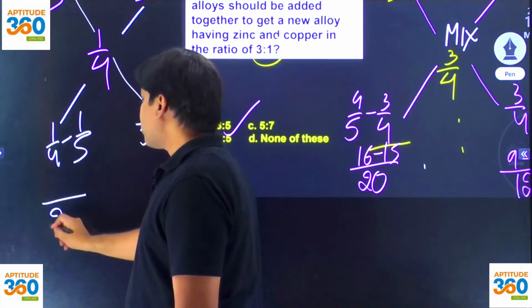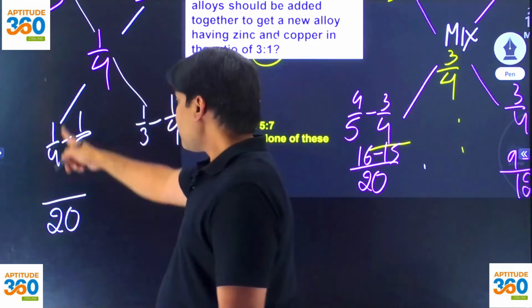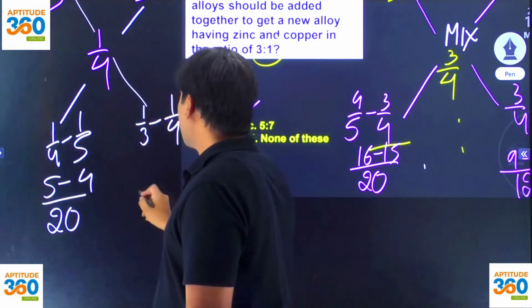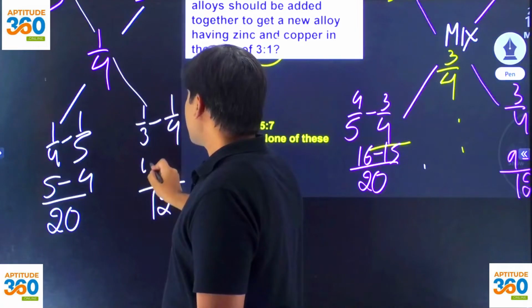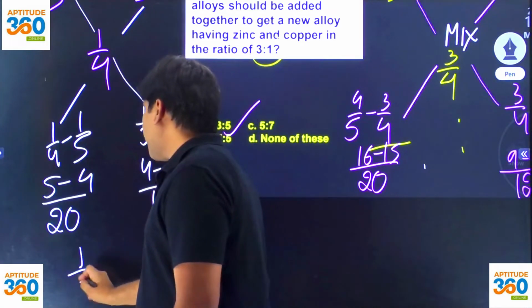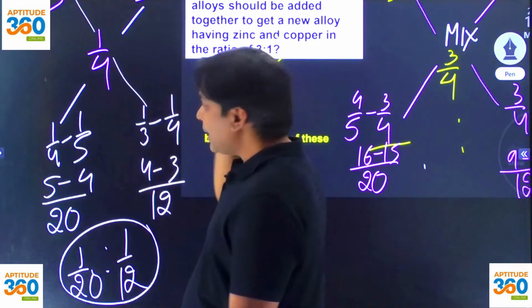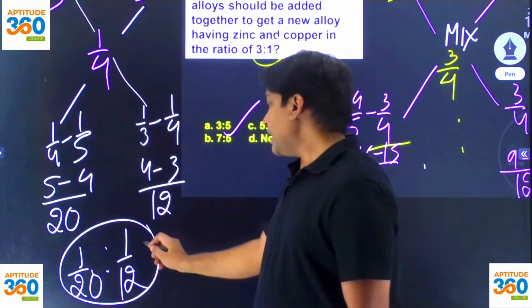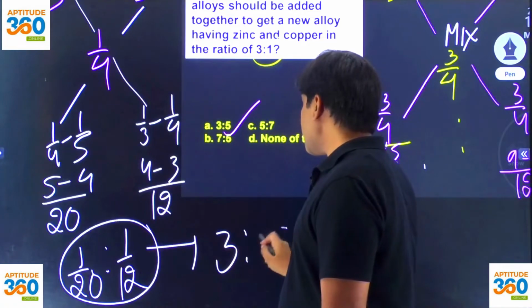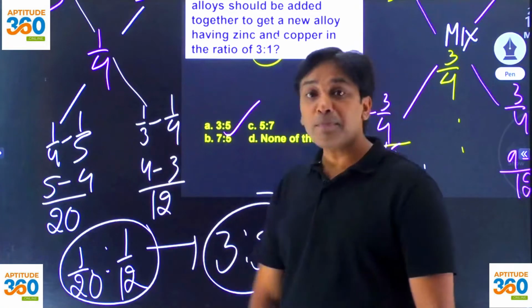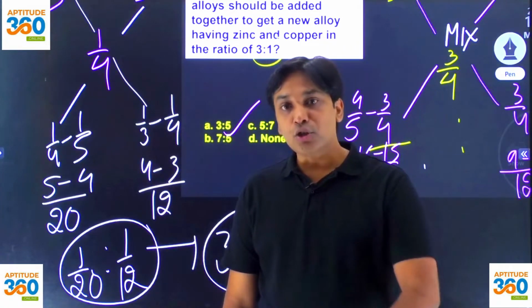So this one is coming out as 20. This is 5 minus 4 and this is 12. This is 4 minus 3. 1/20 is to 1/12. ये वाली कहानी तक तो हम वहां पे भी आए हुए थे. So what does that mean? I am getting the same ratio. What is this ratio? 3:5. My job is simplified. Does this make sense to you?